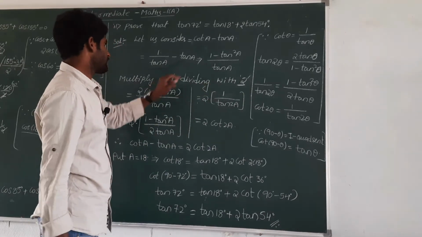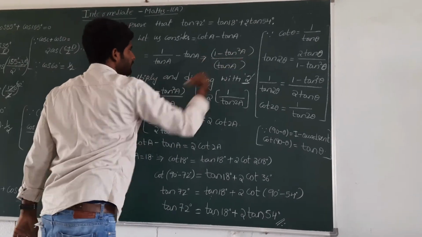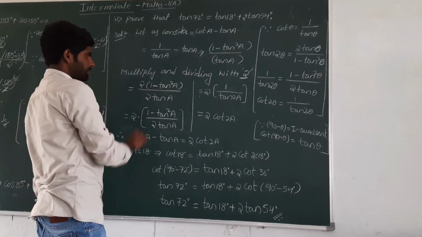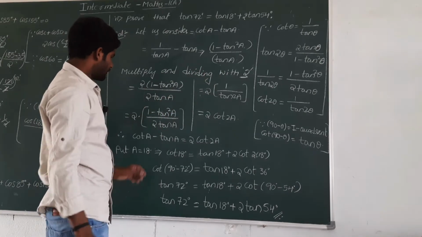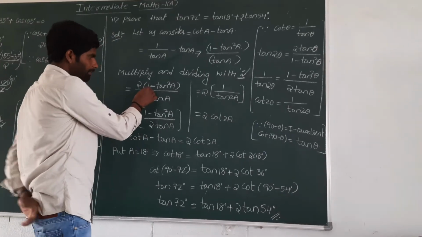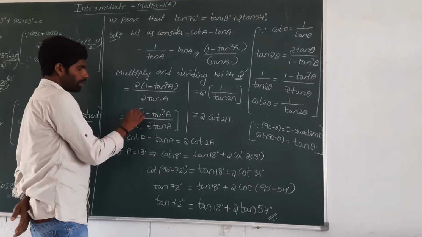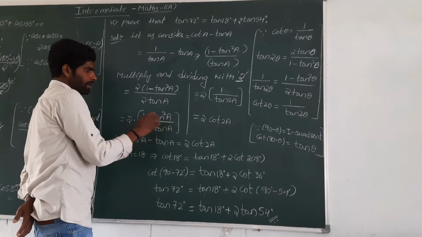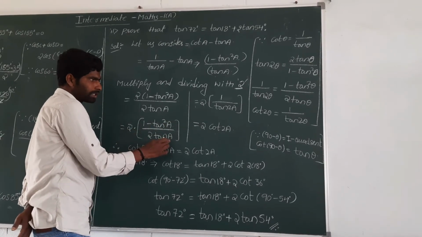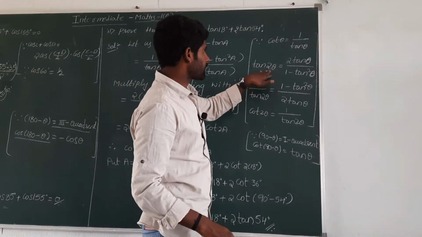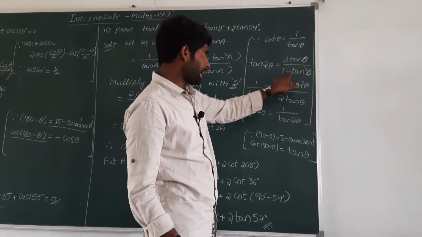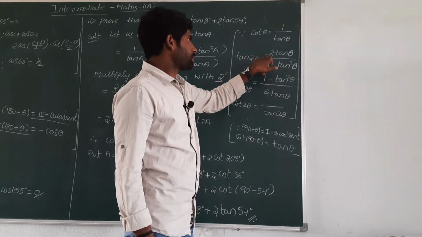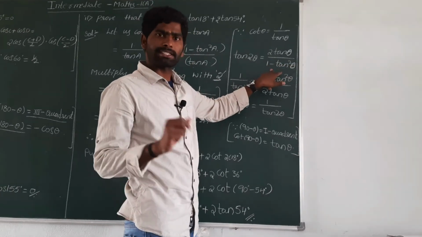So see here, in total we are multiplying with 2. 2 into (1 minus tan square A) divided by 2 into tan A. So this above term I can write as 2 into (1 minus tan square A) divided by 2 tan A. We know that tan 2 theta equals 2 tan theta by 1 minus tan square theta.